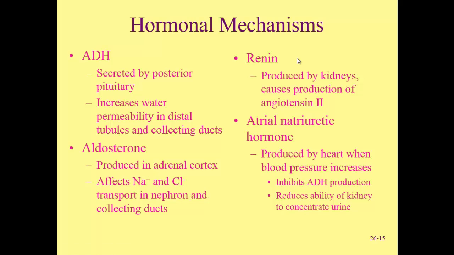And then atrial natriuretic hormone. This is produced by the walls of the atria when they stretch because of too high a blood pressure. They secrete this hormone to the blood, which will inhibit ADH, so it's going to cause you to pee, and it's going to reduce the ability to concentrate urine.